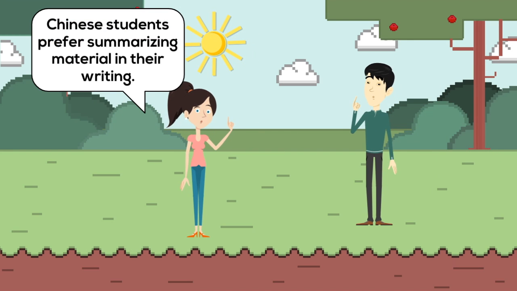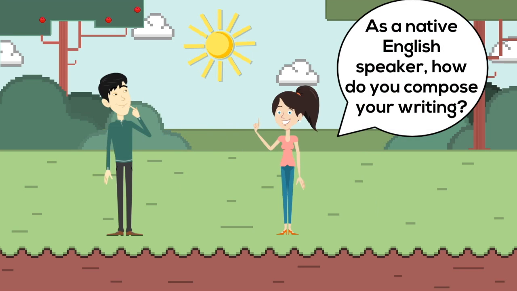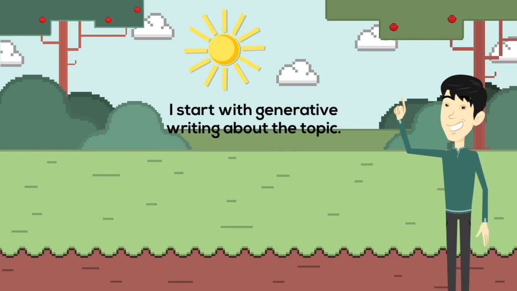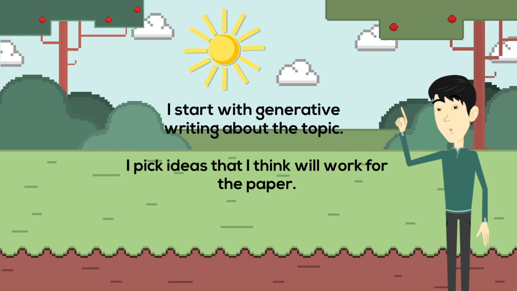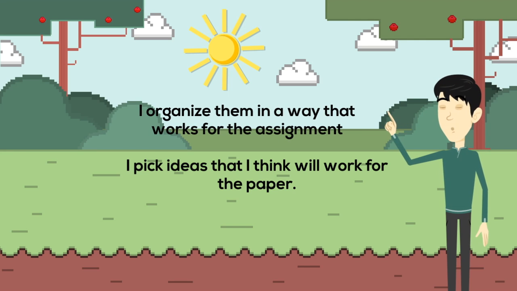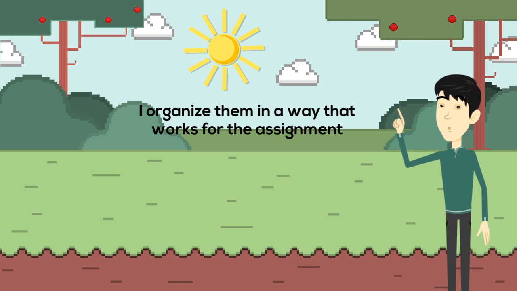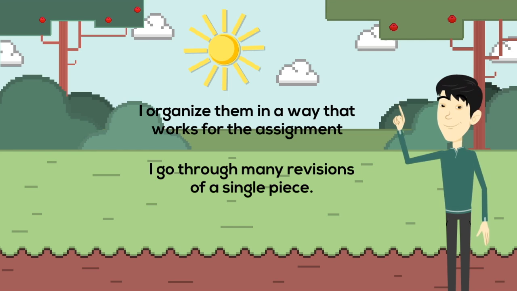Chinese students are used to summarizing the meaning of materials in detail in their writings. Brad, as a native English speaker, how do you compose your writing? I start with generative writing about the topic. Then, I pick ideas that I think will work for the paper, and I organize them in a way that works for the assignment. Next is the process of revision. I go through many revisions of a single piece of writing where I can change ideas, paragraphs, and sometimes even my thesis.